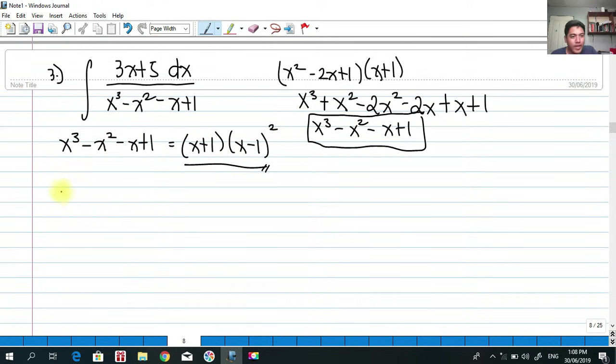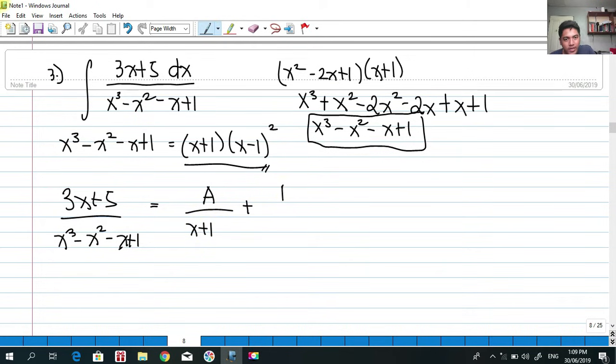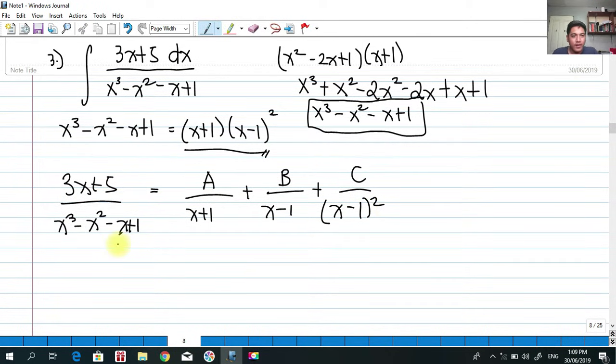So still, we can say that for 3x plus 5, the partial fraction decomposition of this function should be equal to, let's not write dx first, a over x plus 1 plus b over x minus 1, plus, again, c over x minus 1 squared. So again, we cross-multiply all of this on the right side of our equation.